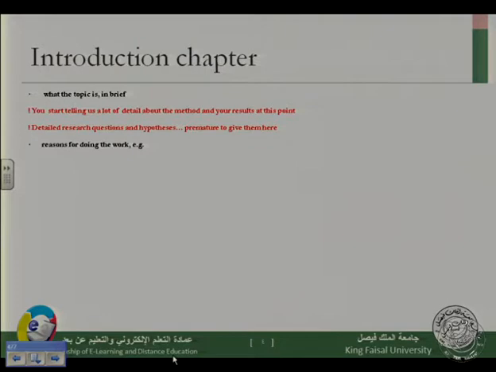Reasons for doing the work, yes. After you tell us what the topic is, you give us reasons for doing this research. I want to do this research because of such and such. You give us very good reasons from your experience, expertise, or from the literature. You go back to previous studies and tell us the significance of doing this research.